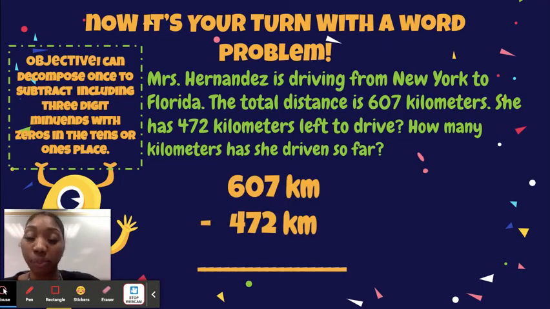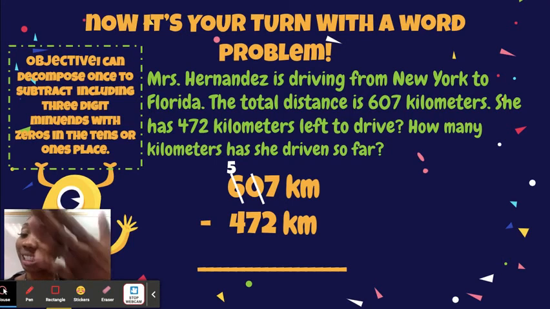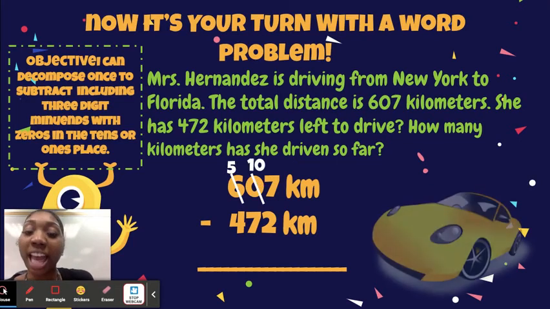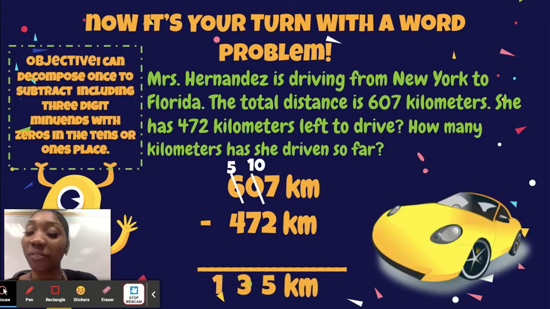And so we know when we set up our problem before we took our pause, we had 607 minus 472. And if we solve our problem, we had 7 minus 2. We leave that alone because there's more on top. So 7 minus 2, and we count up 2, 3, 4, 5, 6, 7. So 7 minus 2 is 5. We know we can't take away 0 from 7, so we had to go next door and borrow from the 6. This becomes 5, and now this becomes 10. And our total would be 135 kilometers. So far, Mrs. Hernandez drove 135 kilometers. Boy, does she have a long way to go.